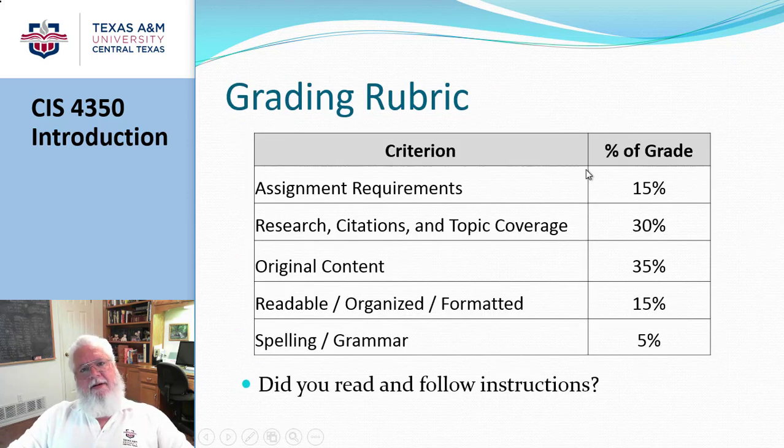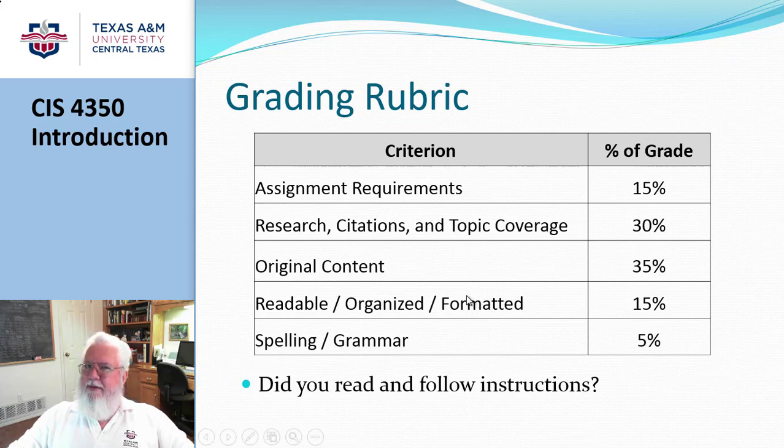So here's how I grade the papers. First one is, did you read and follow instructions? If the assignment said, write a paper that's 4 pages long, is it 4 pages long? And if I said, I want you to include a table, did you include a table? It sounds simple, but you'd be surprised. And then, how well did you do research and citation, and how well did you actually cover the topic? So 30% is on your writing.